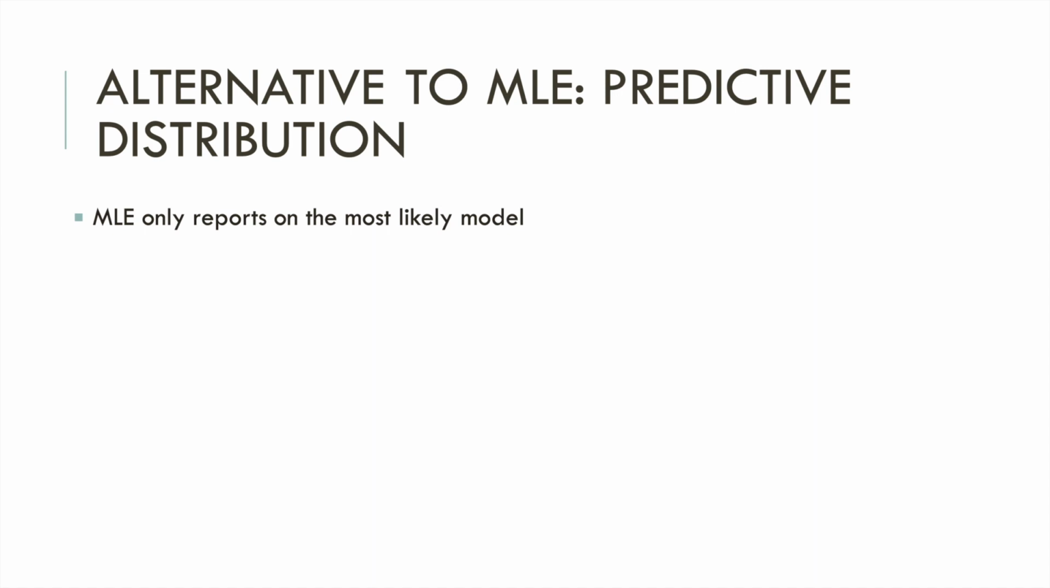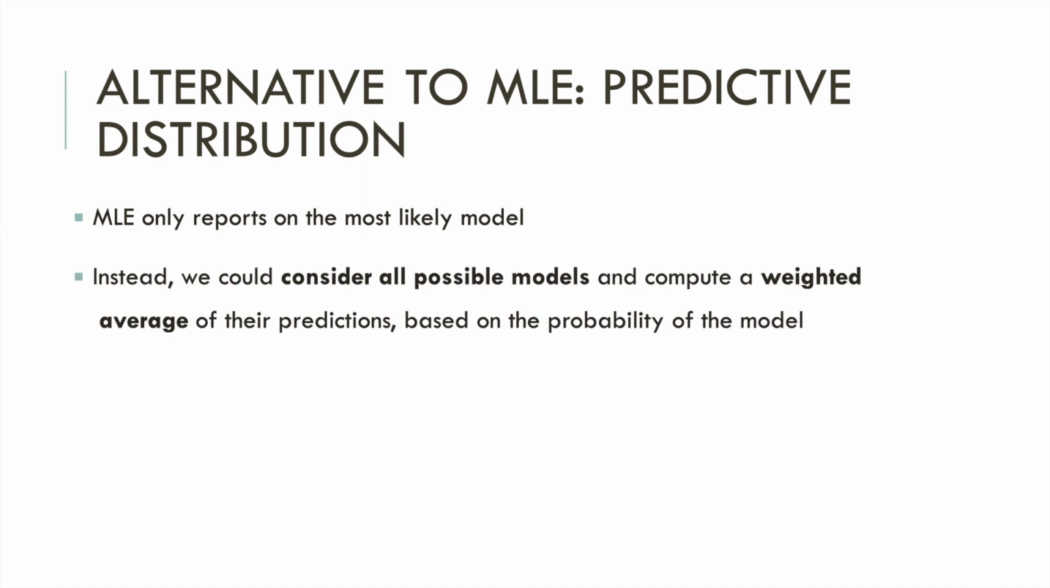As the name suggests, the maximum likelihood approach only reports on the most likely model. That's why it would predict that when the data only supports tails, the probability of a tails in the next trial to be 100%. As an alternative to this, we could instead consider all possible models and compute a weighted average of their predictions based on the probability of the model. And this is what the predictive distribution does. It more accurately predicts the probability of the outcome of a trial given the model.